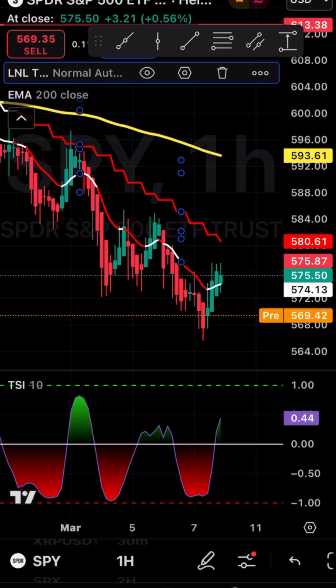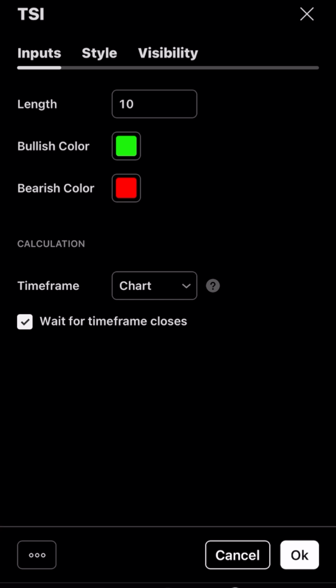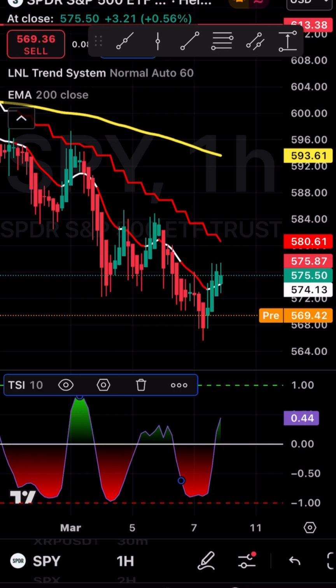Once you have that loaded, you want to change your length to 10. Then you want to bring out your opacity on the bullish and bearish colors. So that's basically how you set it up.